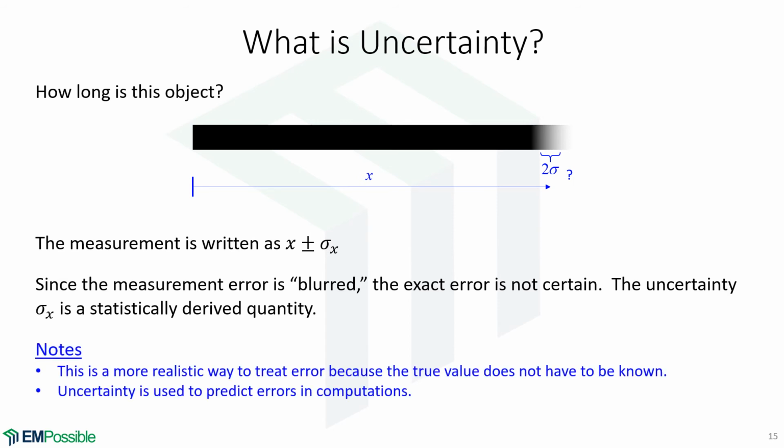So just some notes. This is a much more realistic way to treat error because it's very rare that we actually know true values and true errors. And so we use uncertainty to predict errors in our computations before we know anything about the values.